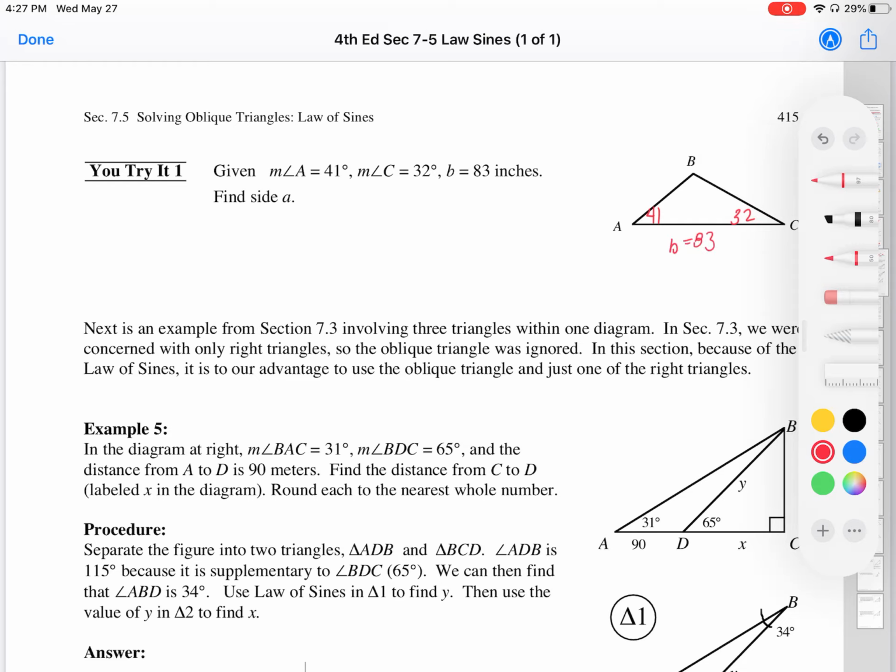Let's punch that into our calculator. So I first like to punch sine of 41, get an answer, multiply it by 83, get an answer, and then divide it by sine of 107. So our answer is 56.9, and that's rounded.